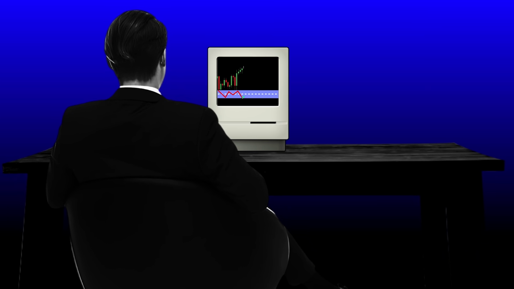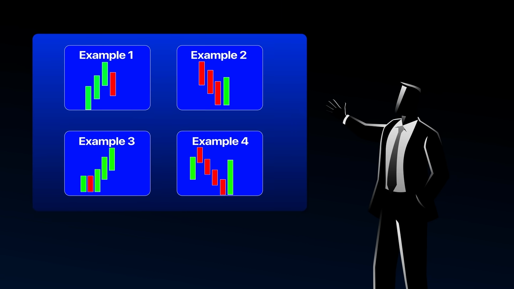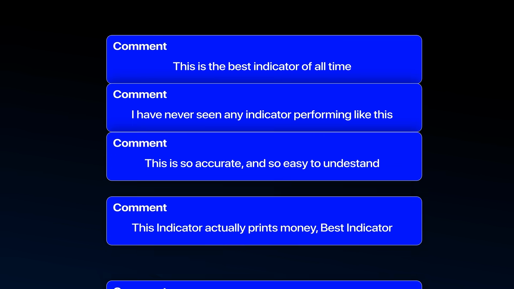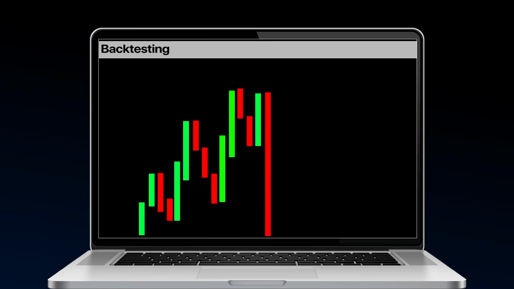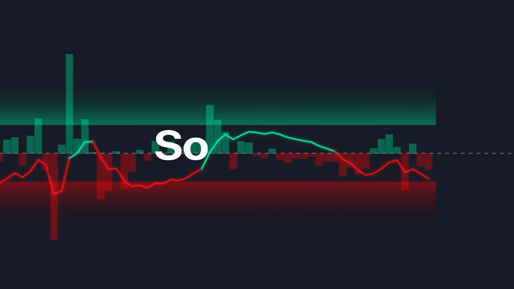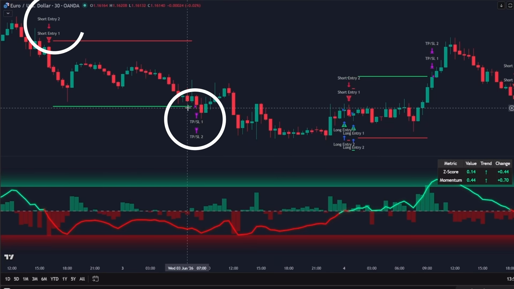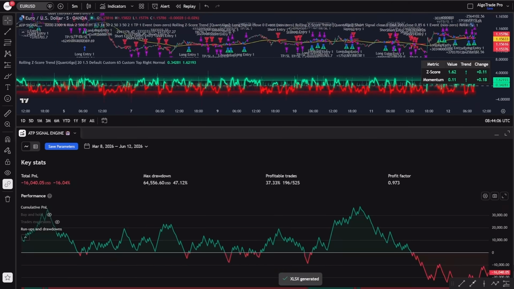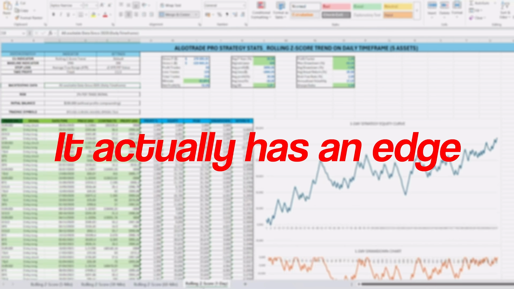An indicator looks amazing on the chart, the creator shows a few profitable examples, the comments section fills up with people calling it the best indicator, and then, once we actually test it, everything falls apart. So today, we are going to find out the truth. We are going to automate every signal generated by this indicator, test it across multiple assets and timeframes, and discover whether it actually has an edge.